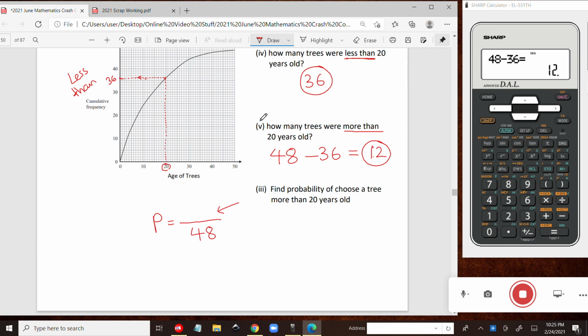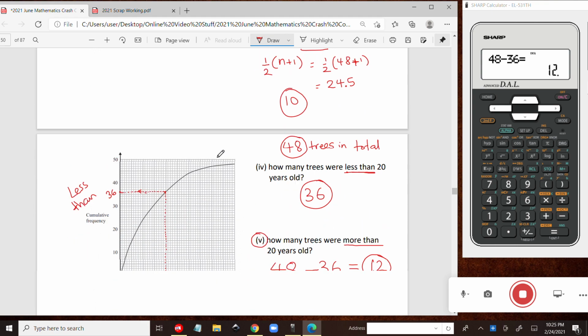They want you to find the probability of choosing a tree more than 20 years old. But that means part 5 will help us. How many trees were more than 20 years old? 12. So that's the probability, and if we reduce it, we will get a quarter. That's the answer. So in a probability question, just remember the total is always your denominator, and the numerator is what you care about or what you are considering.